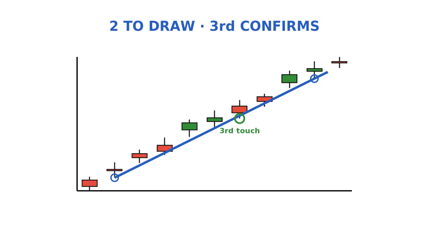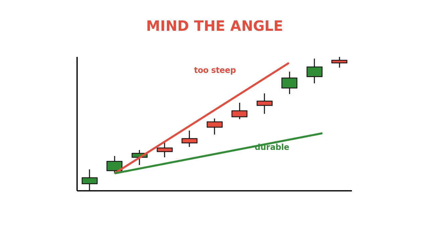Pay attention to the angle as well. A very steep trend line, rising at a near vertical sprint, is fragile and almost always breaks quickly because no trend can climb that fast for long. A gentler, more gradual line is far more sustainable and trustworthy. And when a long-respected trend line finally does break, that break itself is one of the most watched signals in all of charting, often the first real clue that the trend is changing.